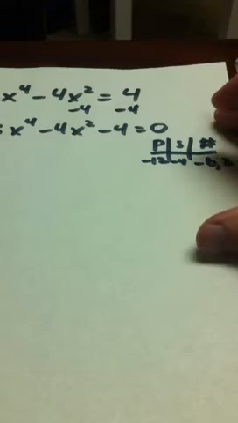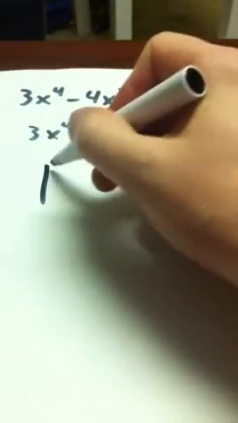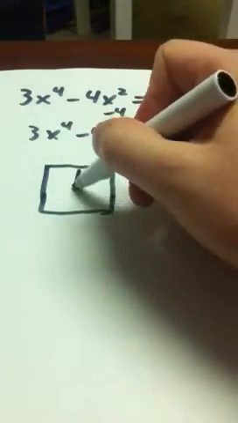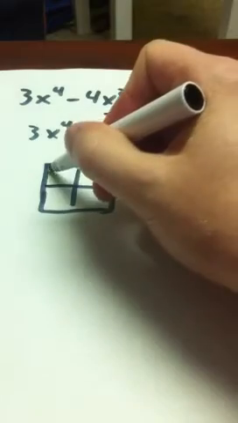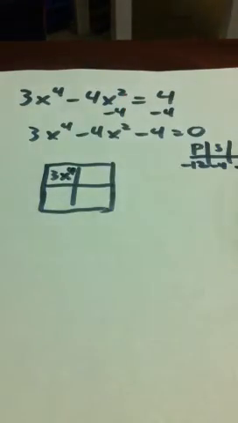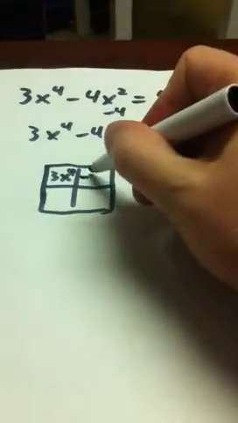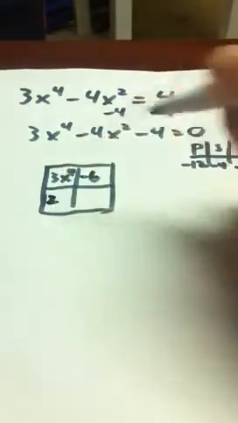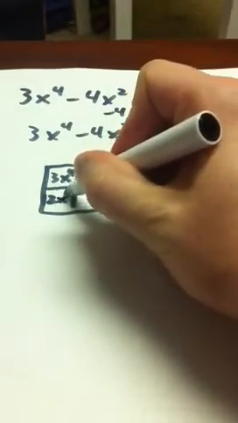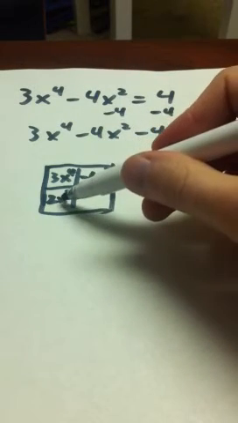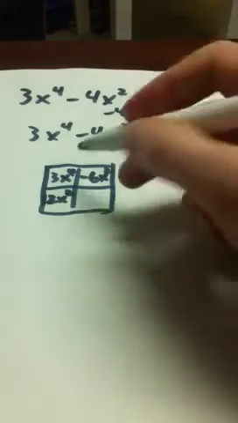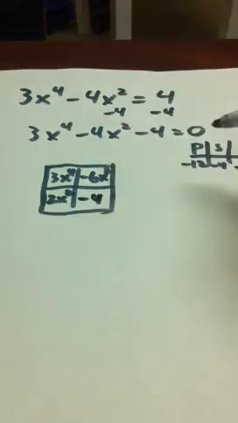Alright, so now I'm going to take this and put it in the box and use that box method to factor this. So first term, now again, be careful, it's 3x to the fourth. And then these two numbers that we found, negative 6 and 2, are not going to have x's on them, they're going to have x squareds. Because again, the negative 6x squared and the 2x squared have to add to negative 4x squared, which they do. And then the last term is negative 4.